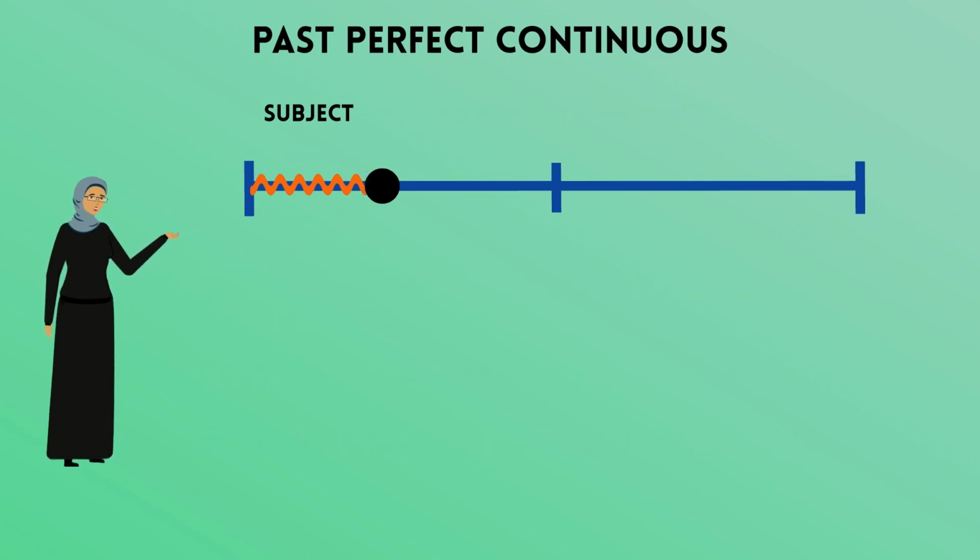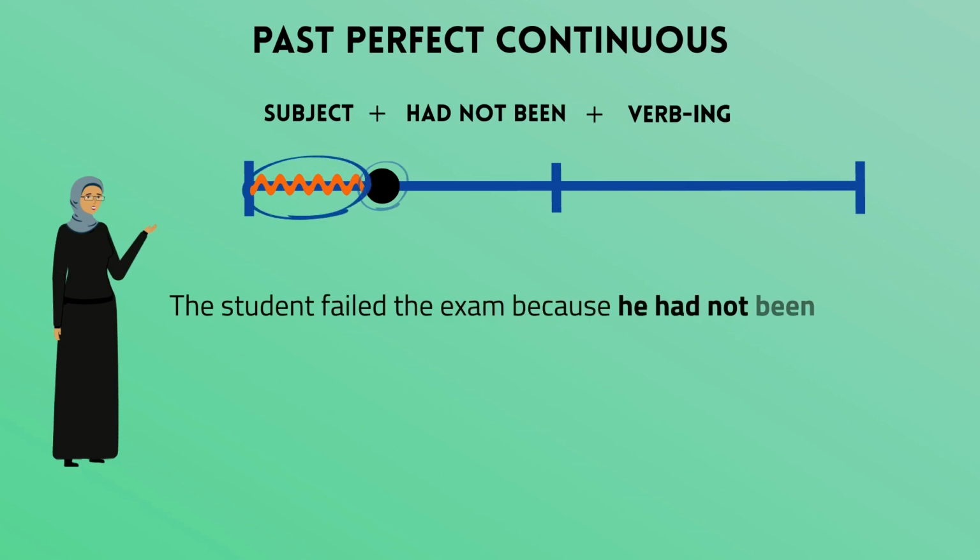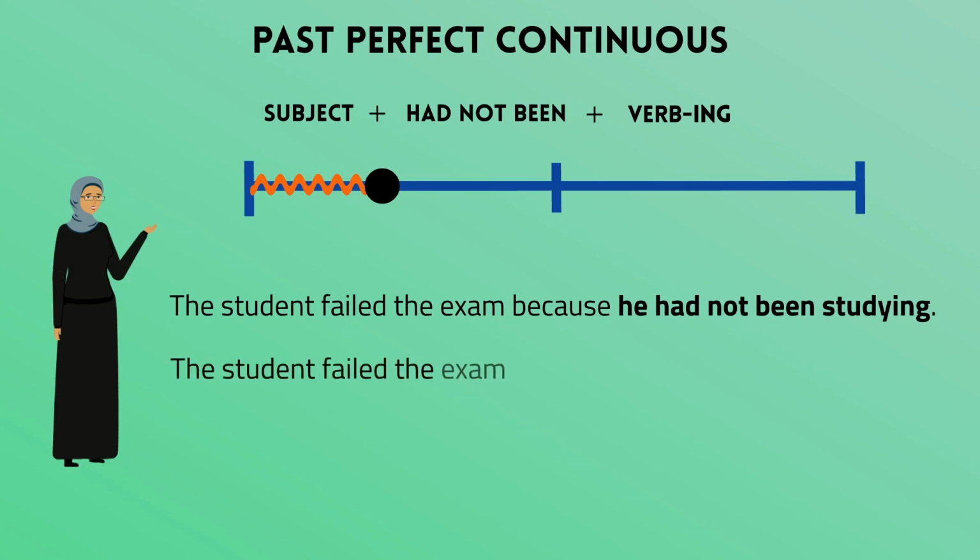Negative sentences are formed using subject plus had not been plus verb-ing. For example, the student failed the exam because he had not been studying. Remember, we often use contractions with not. The student failed the exam because he hadn't been studying.